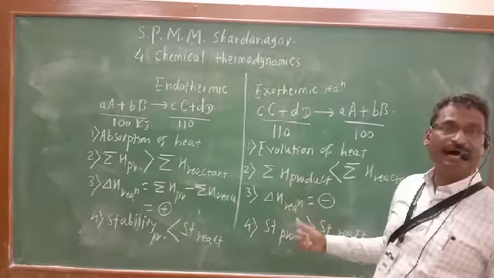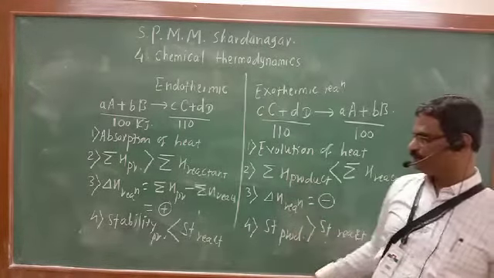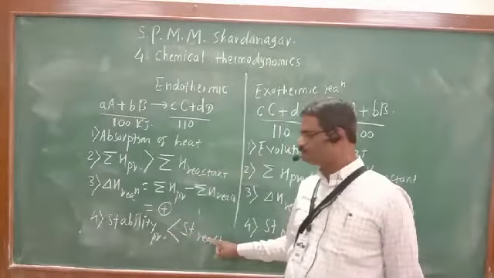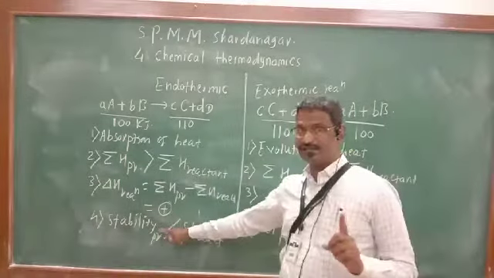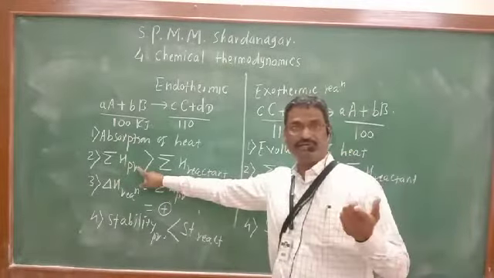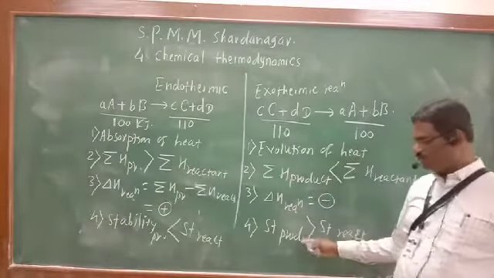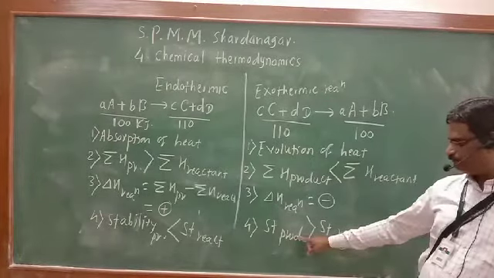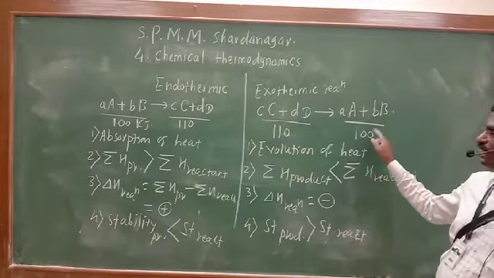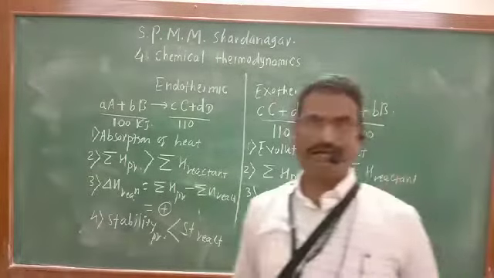Enthalpy and stability, or heat and stability, are inversely proportional to each other. Stability of product is less than stability of reactant. Products are less stable than reactants because products have greater heat as compared with the reactant. It is opposite here. Products are more stable than the reactant because products have less heat as compared with the heat content of the reactant.